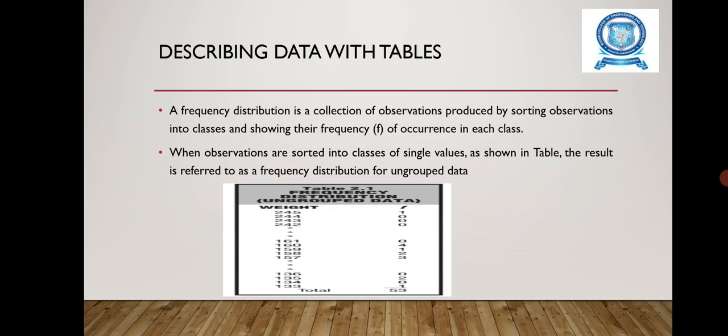A frequency distribution is a collection of observations produced by sorting observations into classes and showing the frequency of occurrence in each class. When the observations are sorted into classes of single values, which is shown in the figure below, the result is referred to as the frequency distribution for ungrouped data.